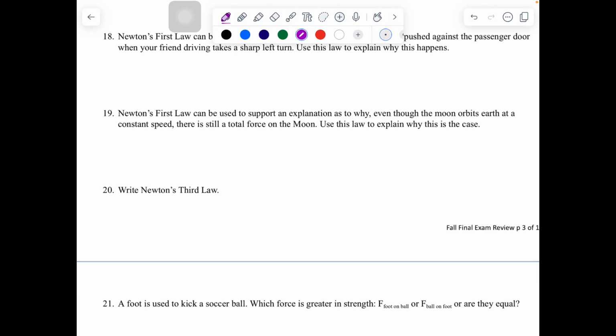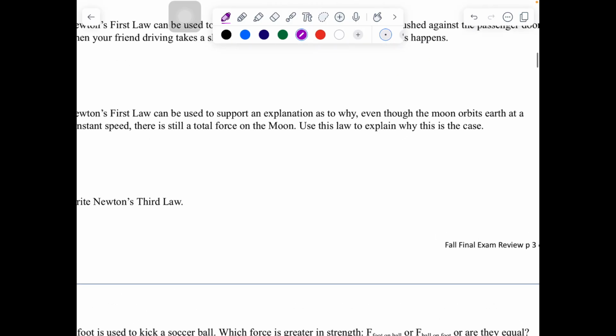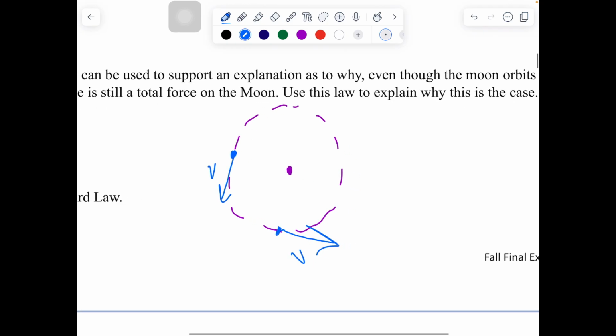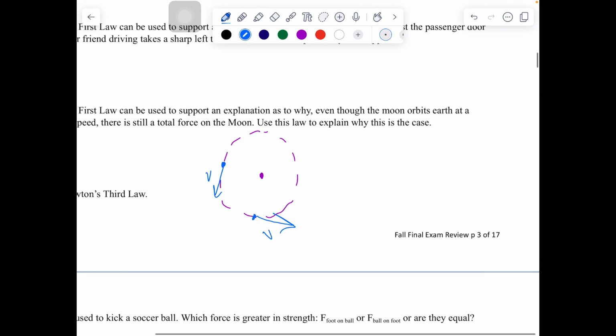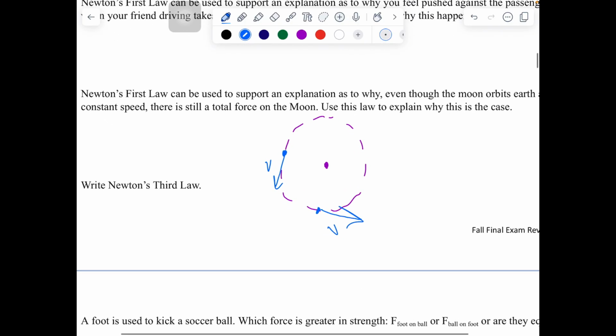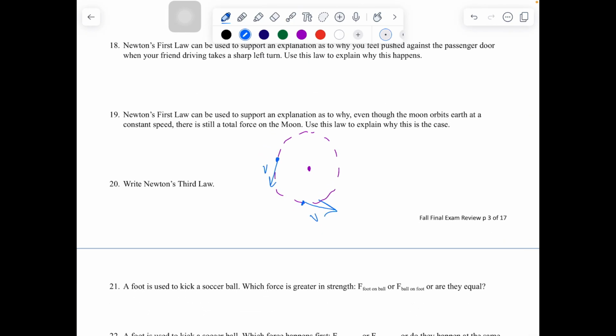Even though the moon orbits at a constant speed, there is still a total force. Well, the moon is orbiting in some circle. So if this is the Earth, here is the orbit of the moon. The velocity of the moon is constantly changing. So here's the moon, it would be moving like this. Here's the moon, the velocity, even though it's the same speed, the direction changes. This is still an acceleration. So there needs to be some sort of total force to cause this change in motion.